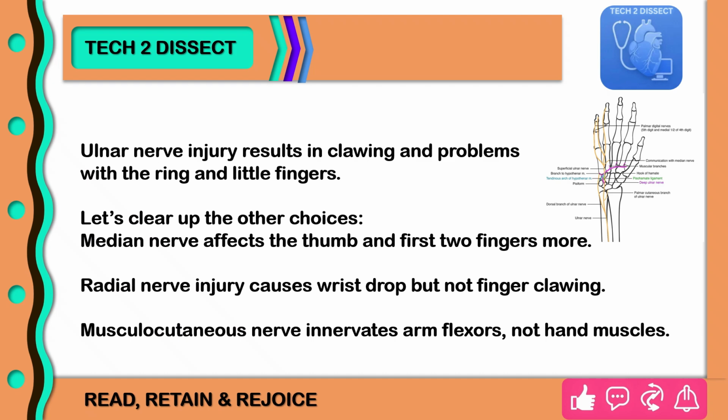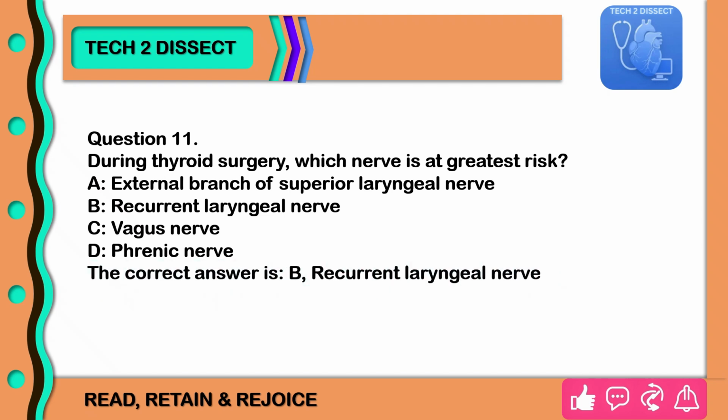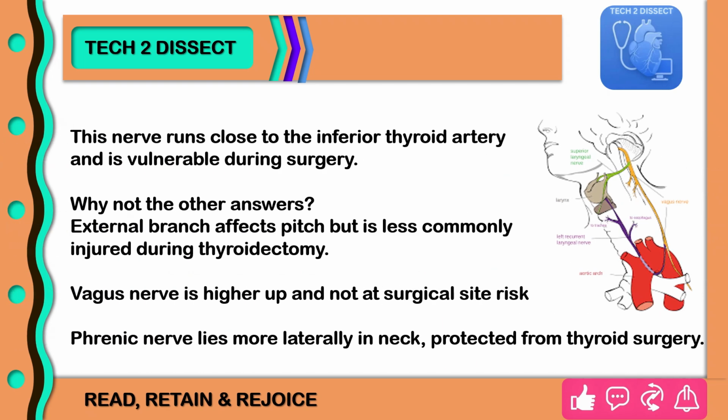Question 11. During thyroid surgery, which nerve is at greatest risk? A. External branch of superior laryngeal nerve. B. Recurrent laryngeal nerve. C. Vagus nerve. D. Phrenic nerve. The correct answer is B. Recurrent laryngeal nerve. This nerve runs close to the inferior thyroid artery and is vulnerable during surgery.